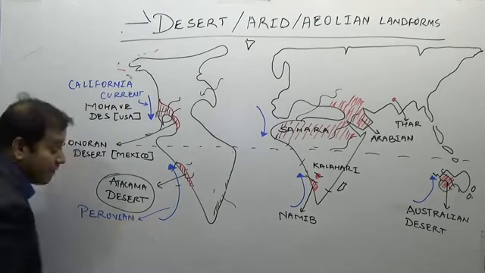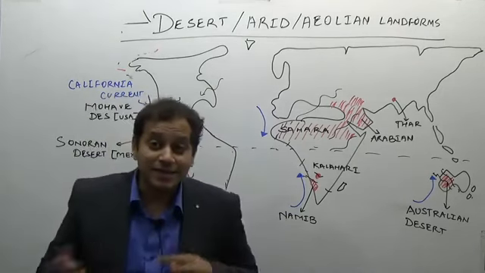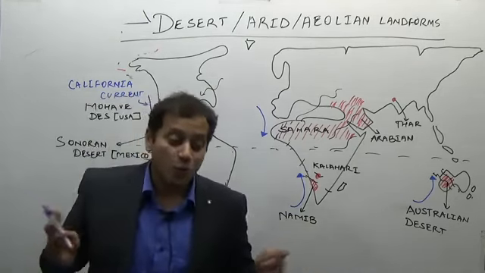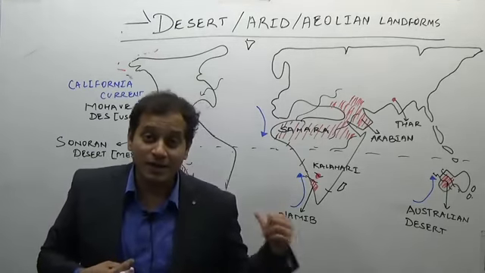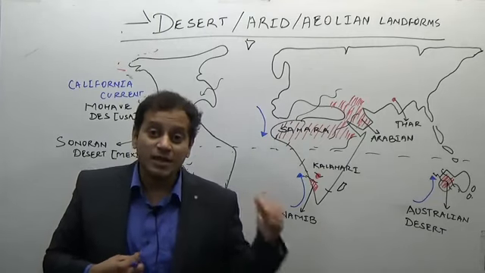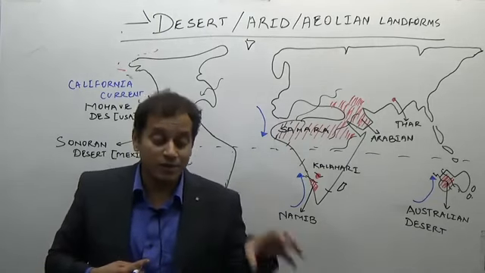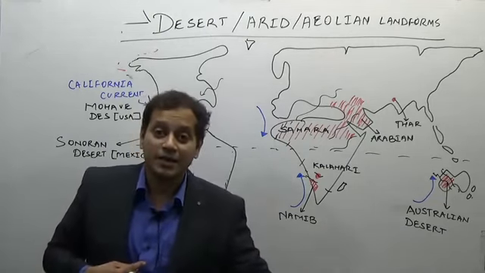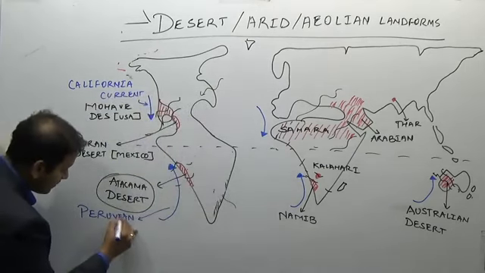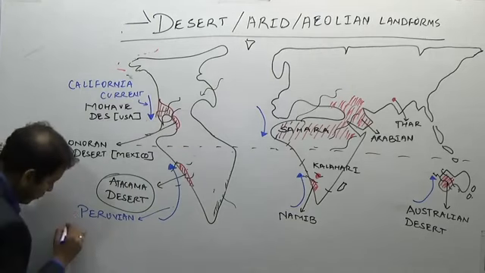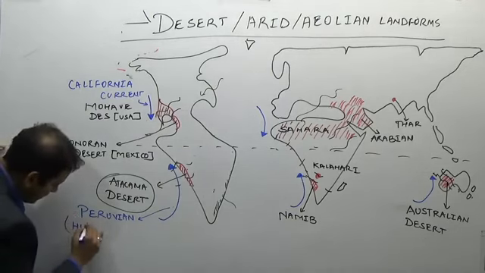Why do I say famous current? Because it decides one of the most important aspects of the Indian monsoon. This current can affect our monsoon. This current can affect our economy in terms of El Nino and La Nina. So the Peruvian Current, because it was discovered by Humboldt, is also known as the Humboldt Current.